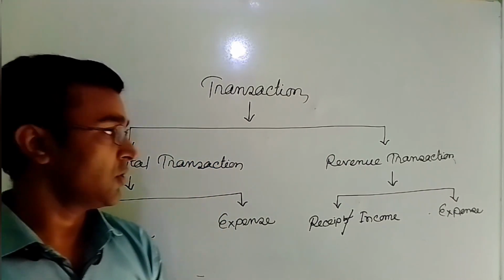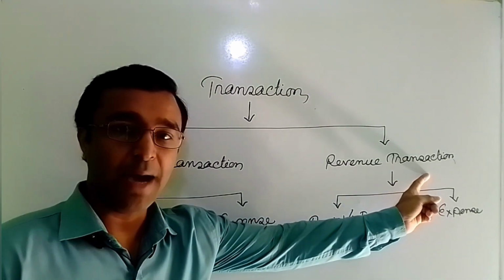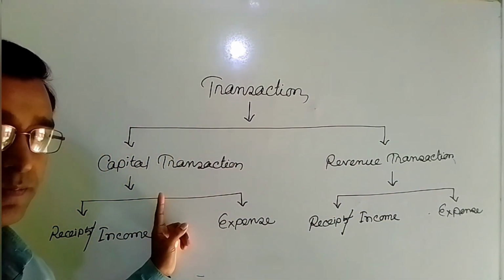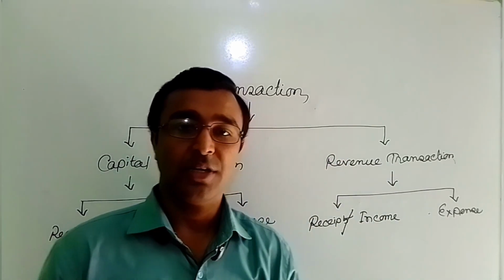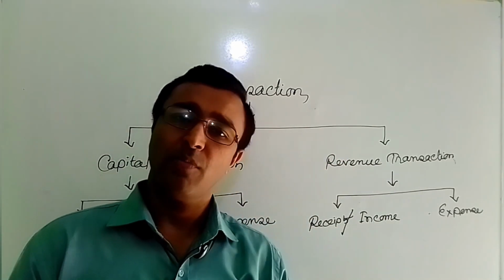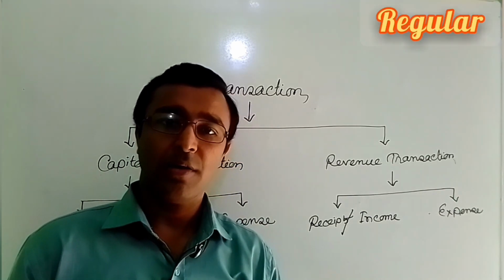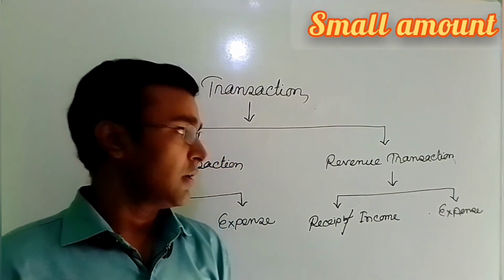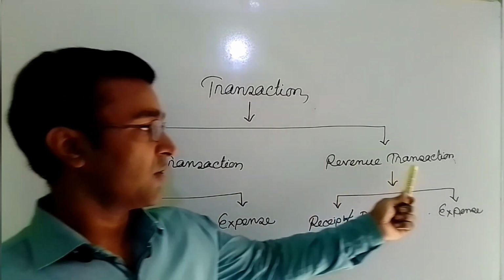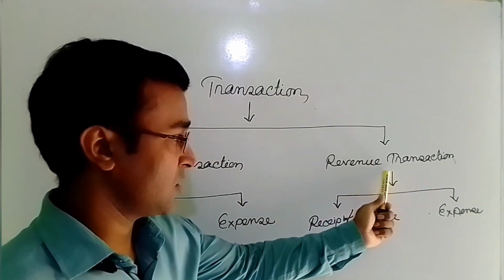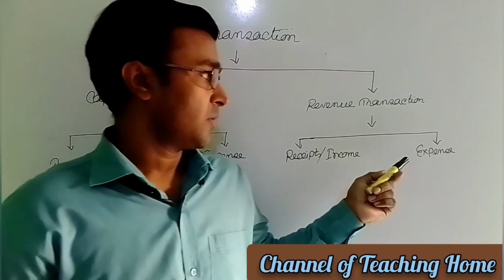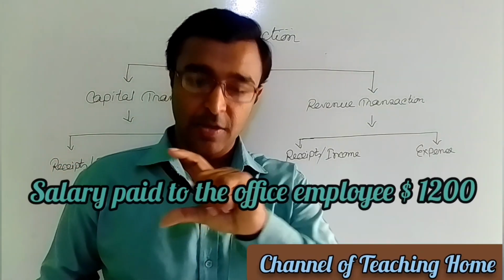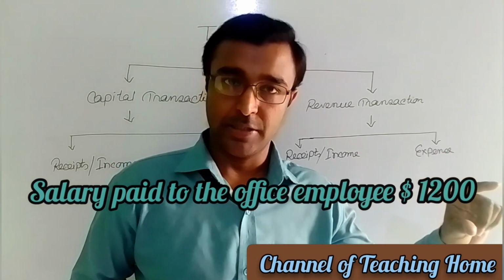On the other hand, revenue transaction is absolutely the opposite of that one. So what is revenue transaction? The transaction that is short term, occurs many times in a year, regular and of a small amount of money. All these transactions belong to revenue transaction, and these revenue transactions also remain the same, income and expense. For example, salary paid to the office employee $1,200.